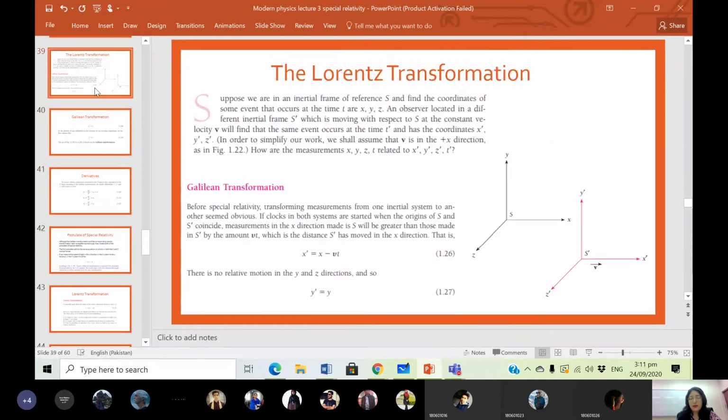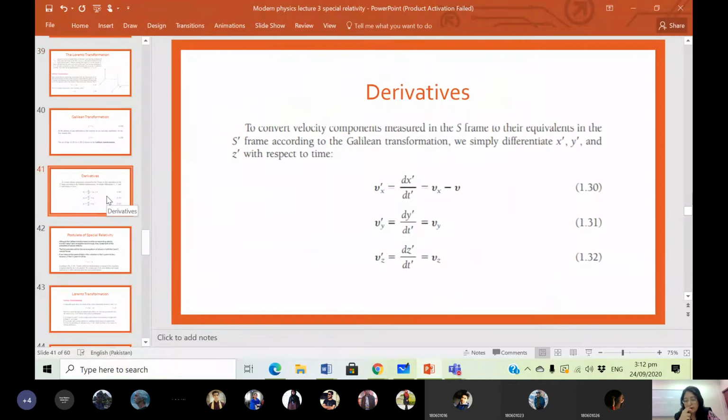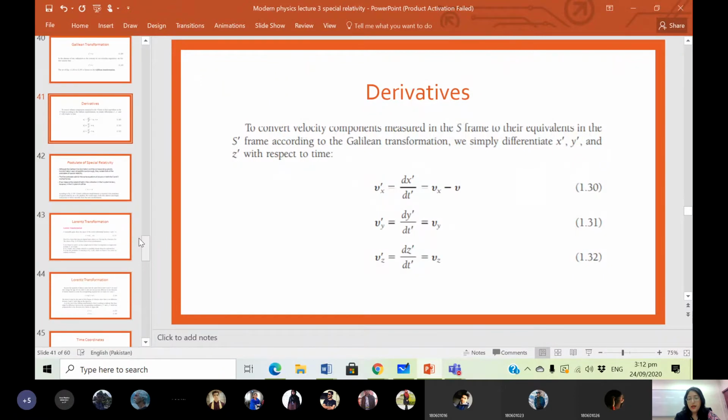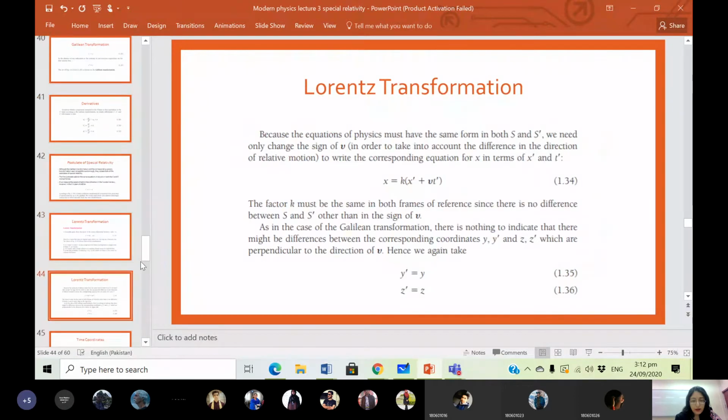So now what we want to do is get the Lorentz transformation. This is not the same thing as the Lorentz transformation. Why? Because the Lorentz transformation will take into account time dilation and length contraction. So now our goal is to find the Lorentz transformation, and let's see what to do. How are we going to derive it? I will just show you what the form of the Lorentz transformation is.